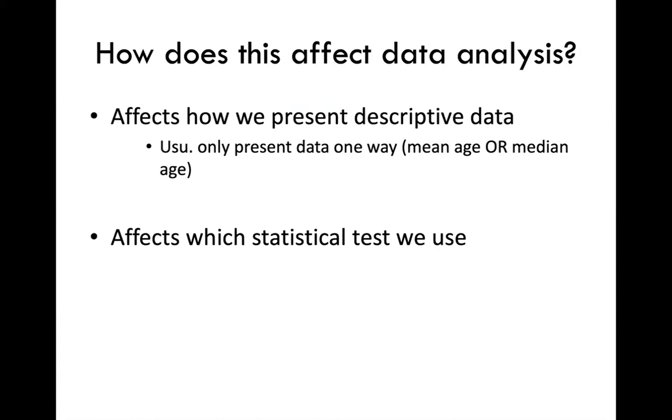So again, how does this affect your data analysis? This is important because we're usually only going to present the data one way. So we're not usually going to give the mean age and the median age. You usually do one or the other. When you read papers and people are providing the mean, the median, and the mode, or again, I've never seen the mode necessarily written that way, it basically means that people might not know what they're doing and how best to describe these data. And as you'll see soon, this also affects what statistical test we use.